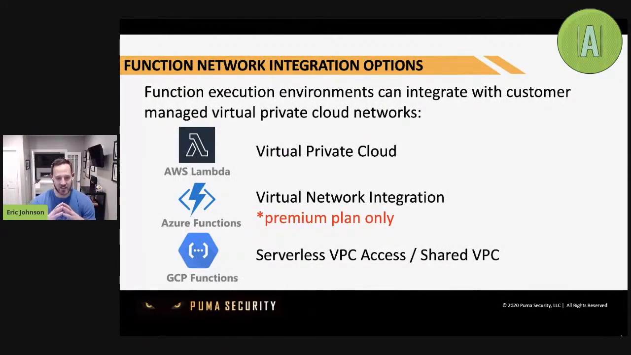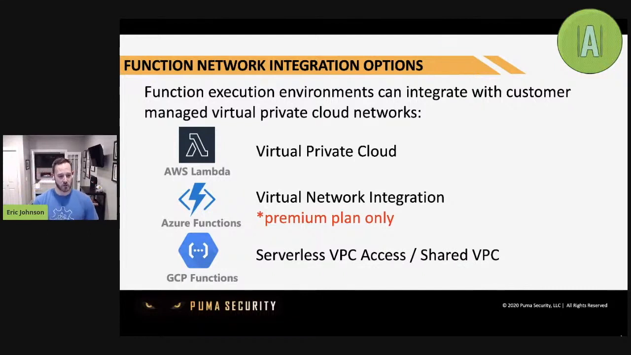In order to gain access to any of this stuff, you've got to yank the function out of the quote-unquote managed VPC that they default into, the network that they're running in, and you have to bring it onto your side of the responsibility model. So in Lambda, you integrate it with the VPC service. In Azure, you have to upgrade to a premium function plan. So you've got to pay a little bit more money.